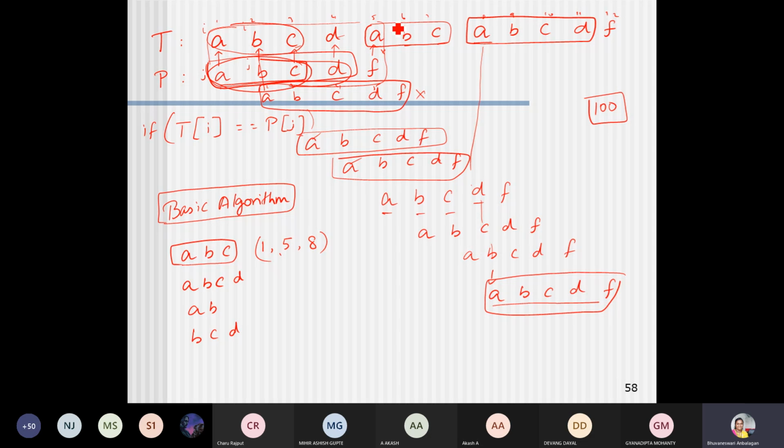I can find ABC here. I can find ABCD here. So I can straightaway shift the pattern to this position, like ABCDF. Even if I find a failure over here, you just look for the next upcoming pattern where I can match exactly with the pattern that I am looking for. See, instead of moving one step ahead, I can straightaway move to this place, A, B, C, D, F.